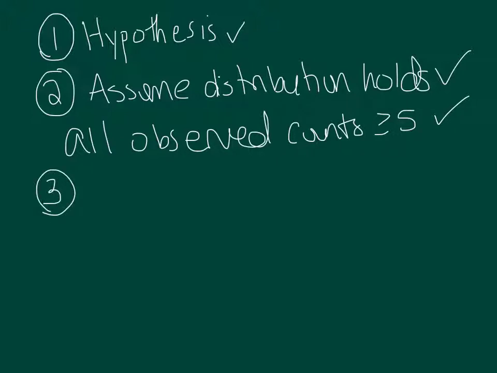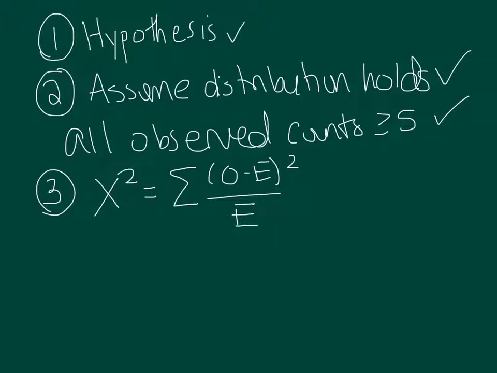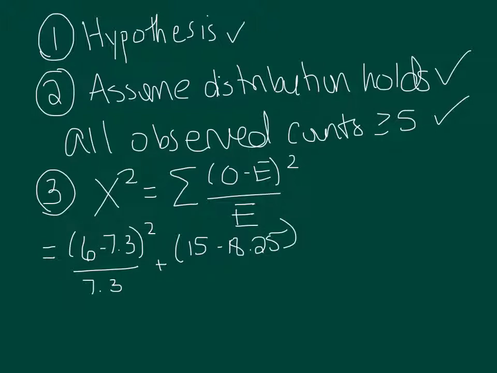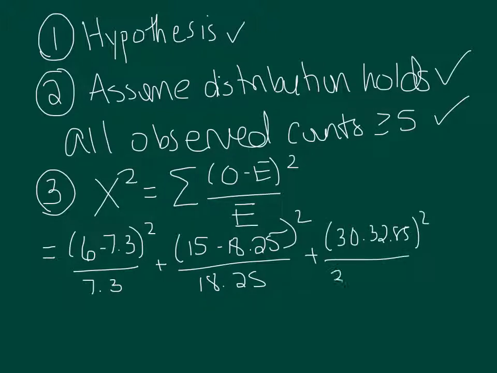Now it's time to calculate that chi-squared. Remember, it's just the sum of your O minus E squared divided by E. So in this problem, that's going to be 6 minus 7.3 squared divided by 7.3, plus 15 minus 18.25 squared divided by 18.25, plus 30 minus 32.85 squared over 32.85. I'm probably going to run out of room. The last one is 22 minus 14.6 squared over 14.6.